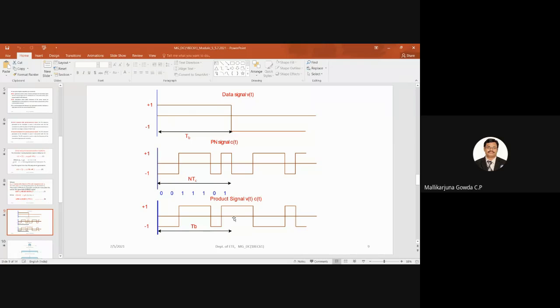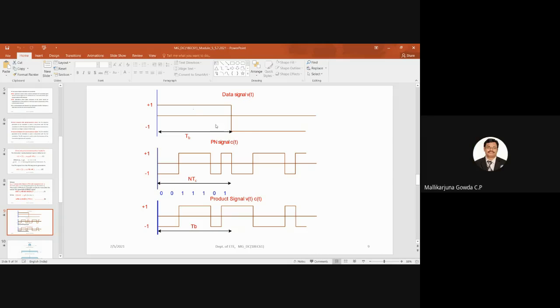Yes, my dear students, is this point clear? Very simple, just multiplication only. Yes, is it clear? Yes, sir.